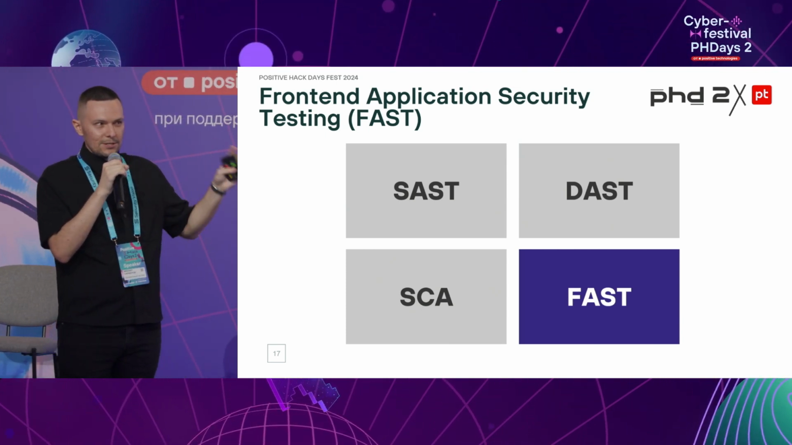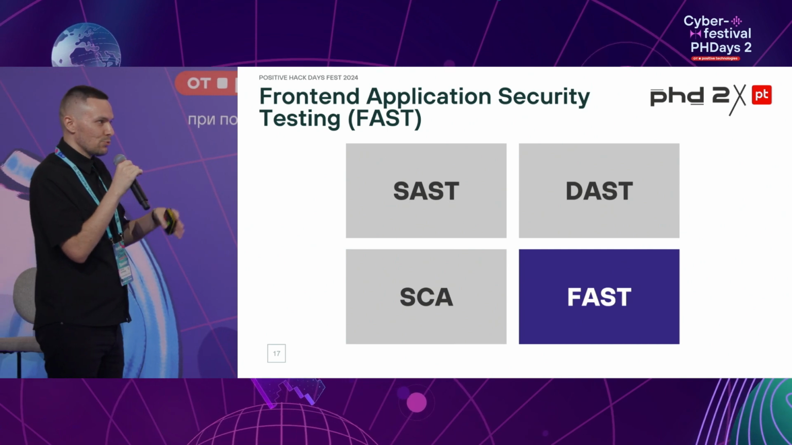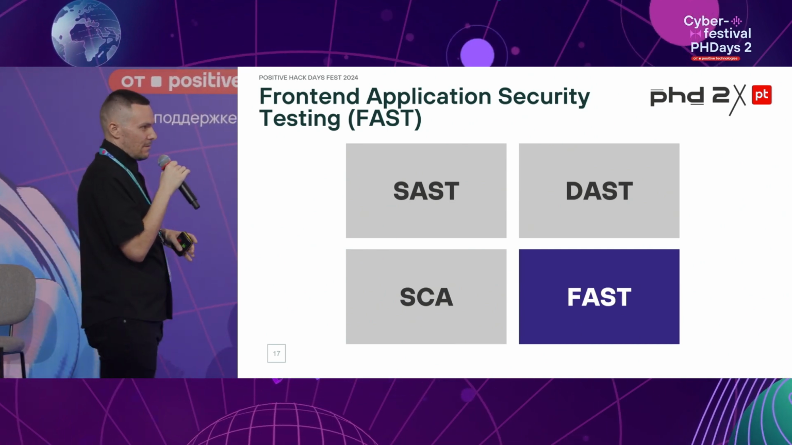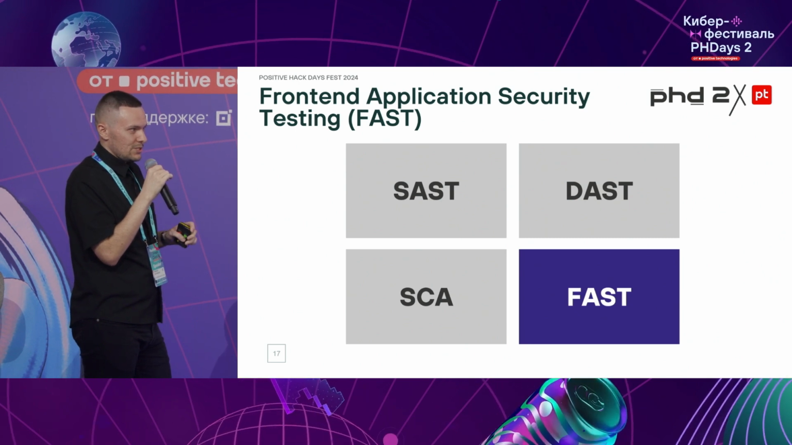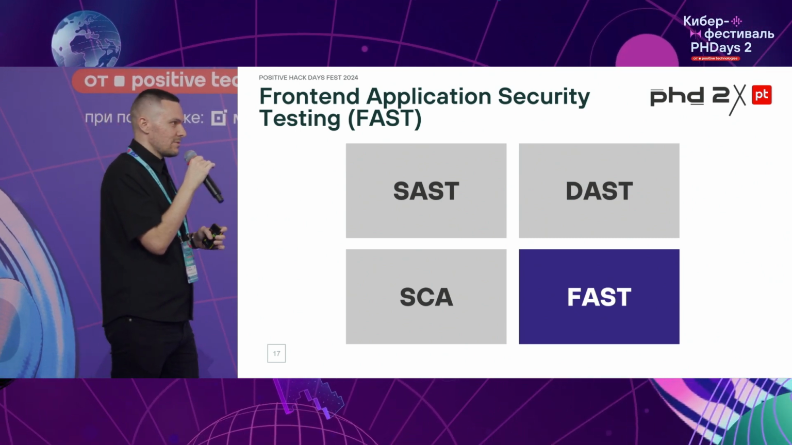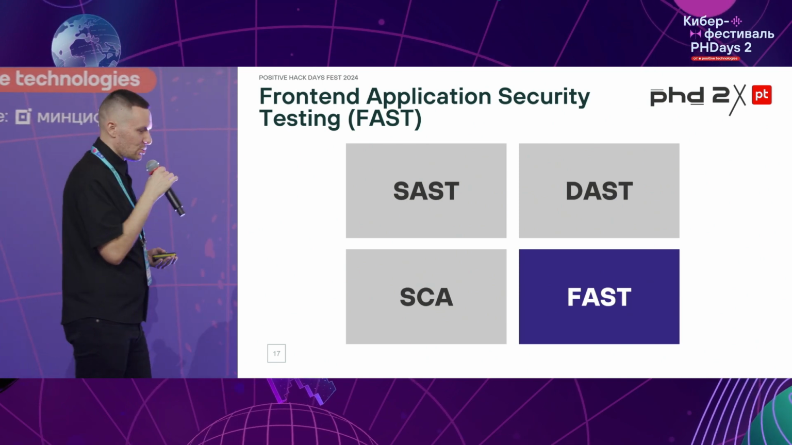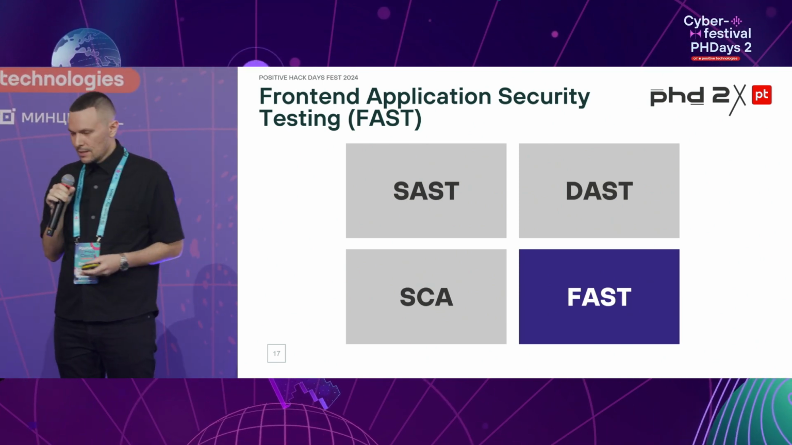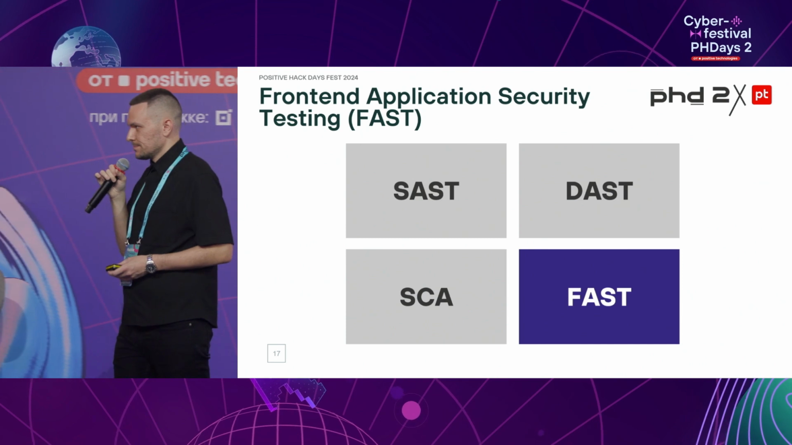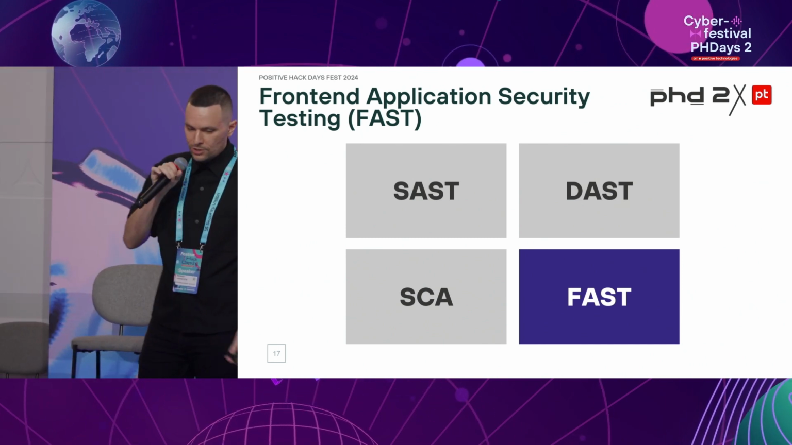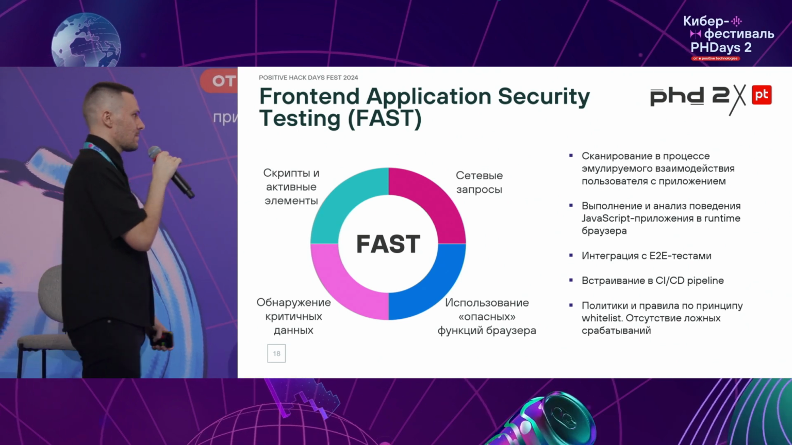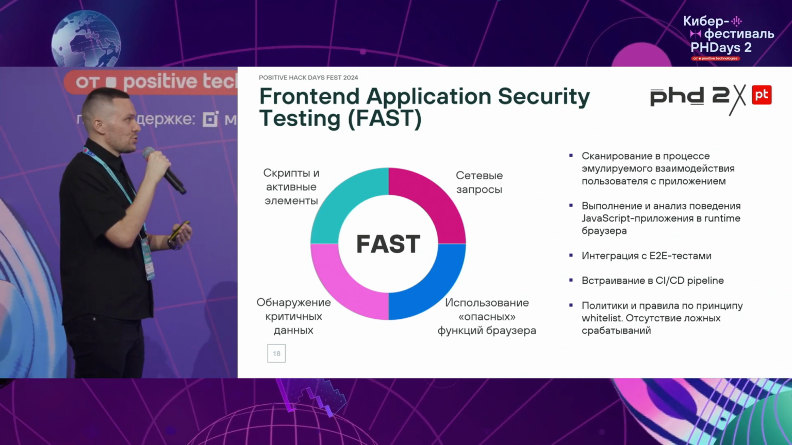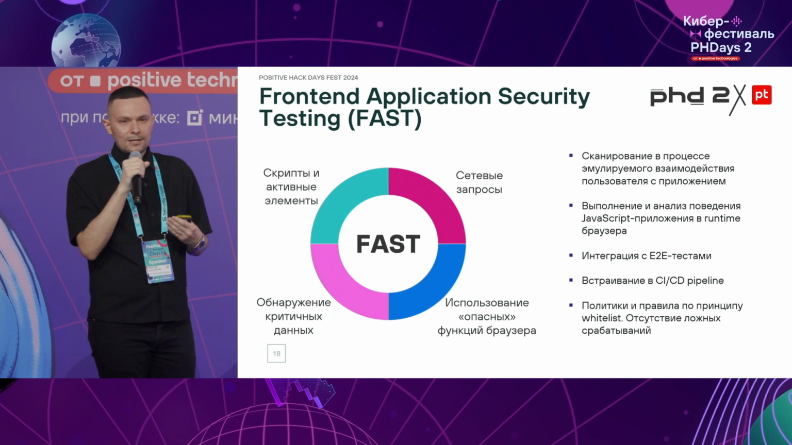Since for front-end application, we have a specific set of threats which is not relevant for other applications. Such tasks are solved using special analyzers. We call them FAST, Front-End Application Security Testing. Let's talk about fast analyzer tasks and the principles these must be based on. The technical principles.